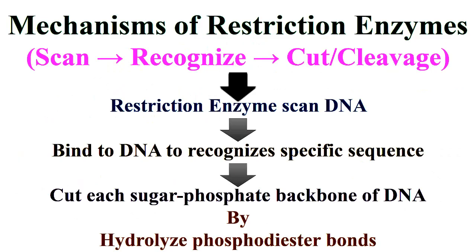The mechanism of restriction enzymes starts by scanning DNA, then binding to DNA to recognize a specific sequence. After that, they cut each sugar-phosphate backbone of DNA by hydrolyzing phosphodiester bonds, as mentioned in the next slide.